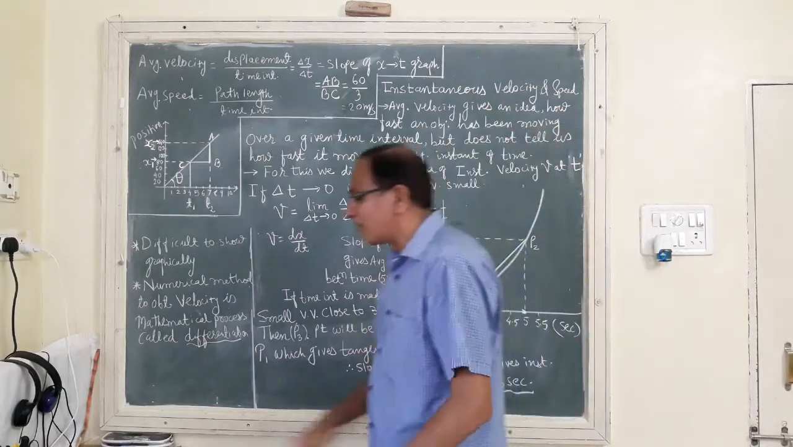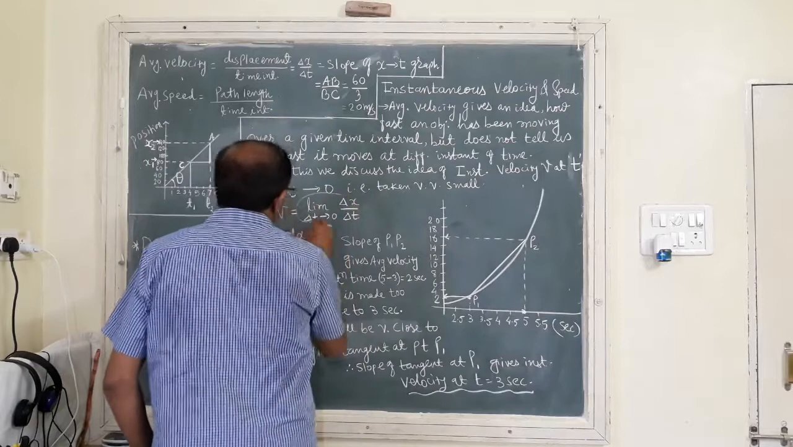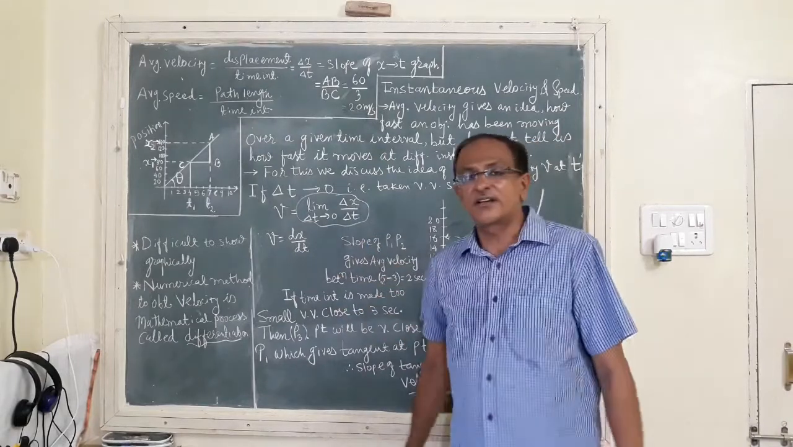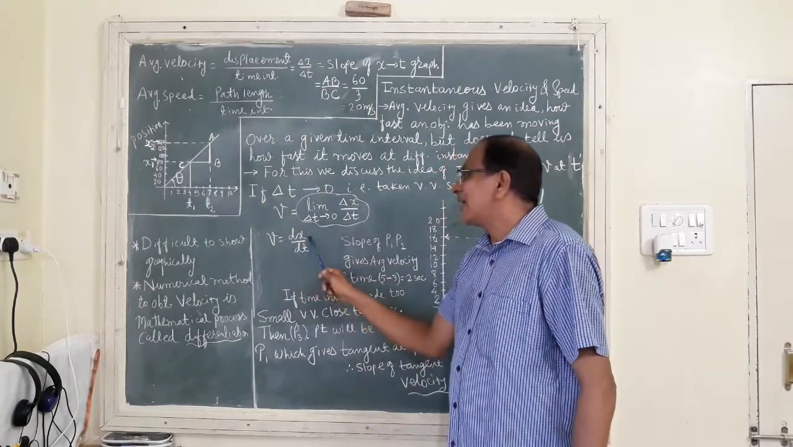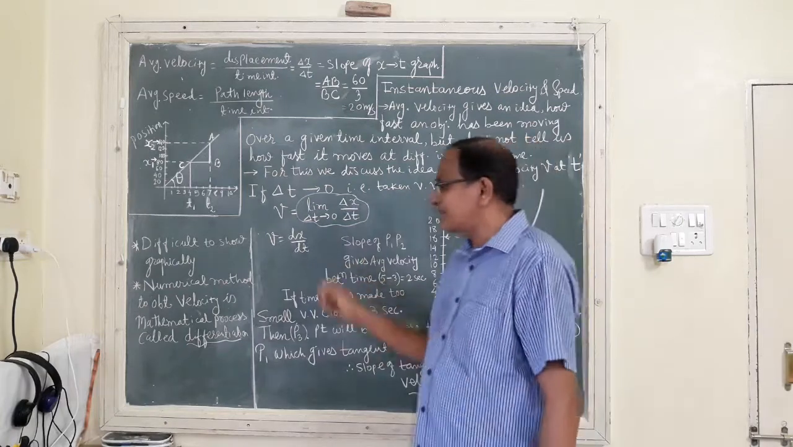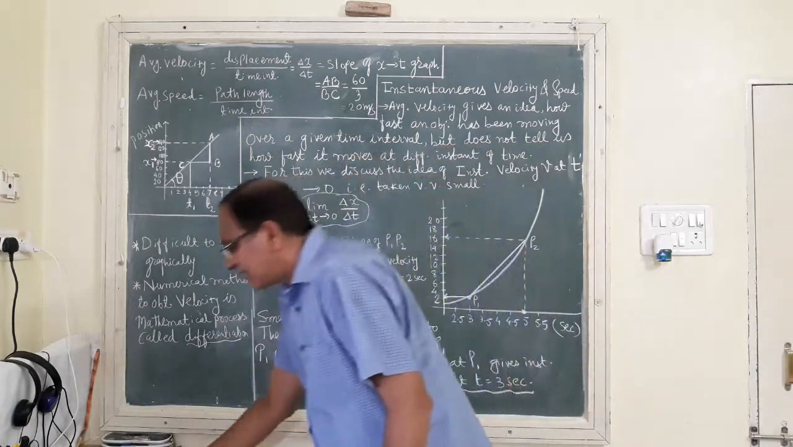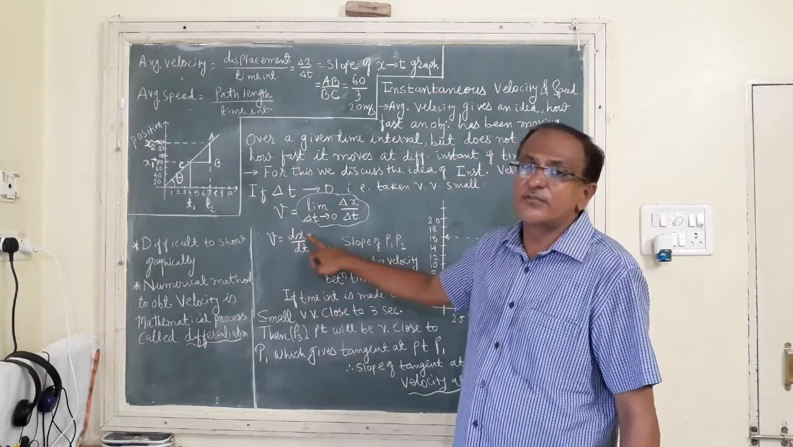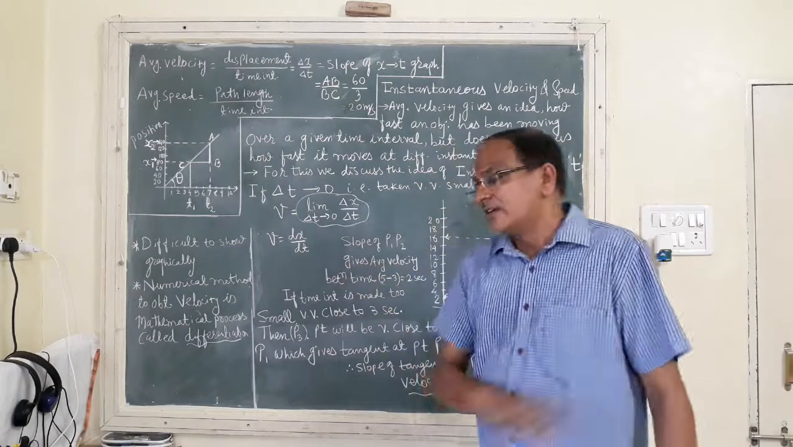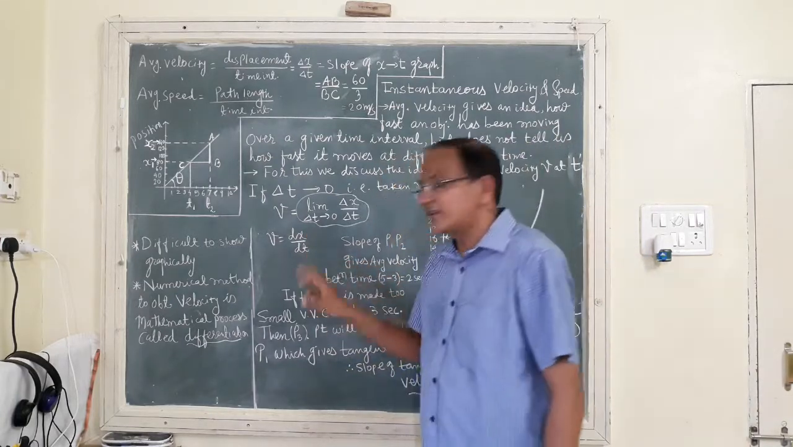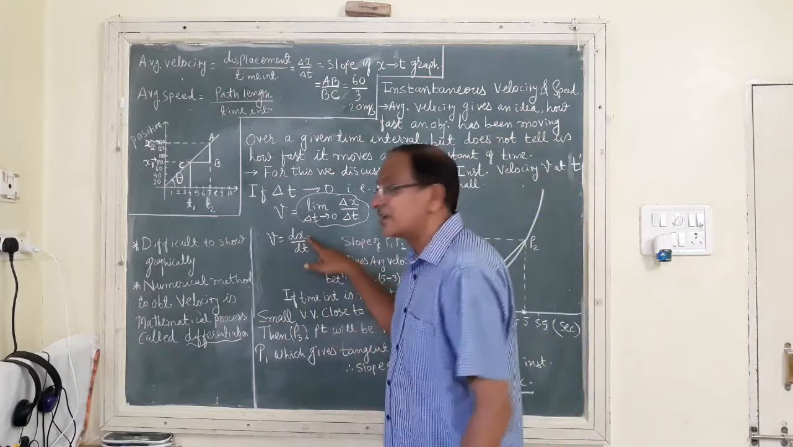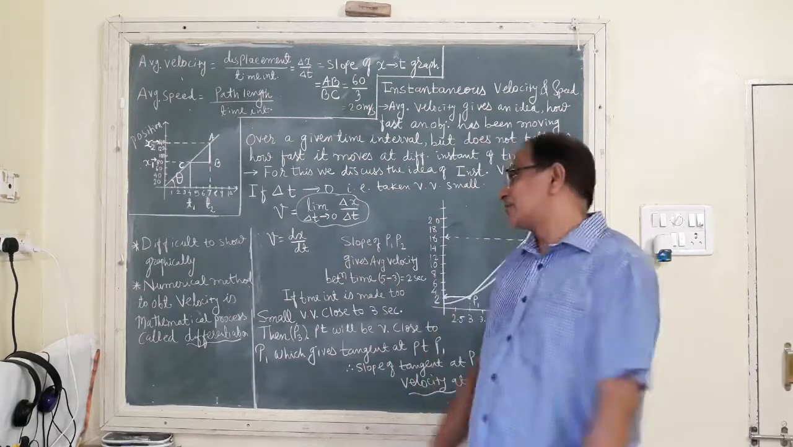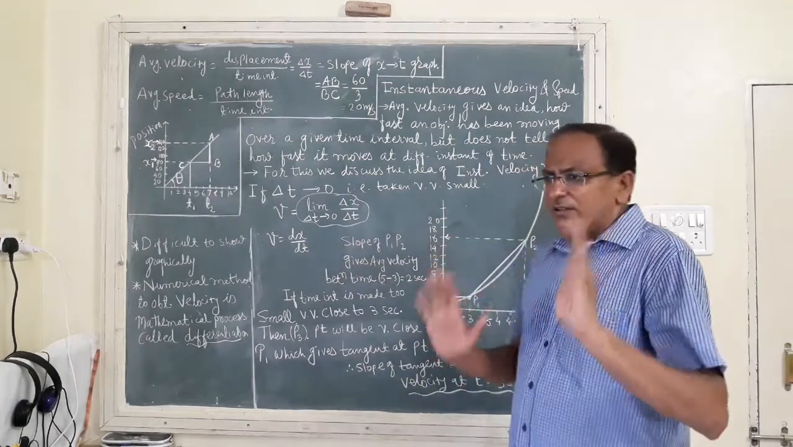So this whole symbol, limit delta t tends to 0, delta x upon delta t, is taken as V is equal to dx by dt. This is a mathematical representation that gives you the differentiation, or rate of change of position with respect to time. It shows differentiation of position with respect to time, or time rate of change of position.